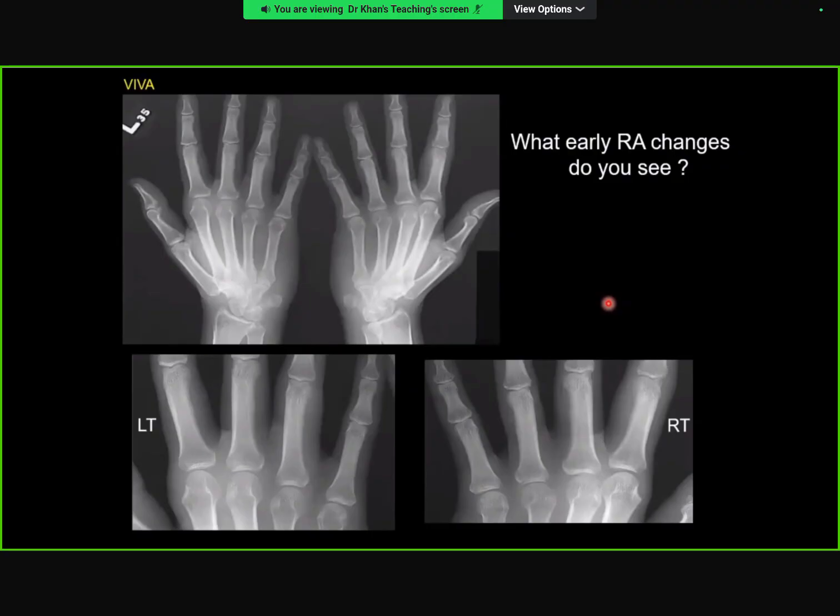I can see some periarticular erosions in the second and third metacarpophalangeal joints. There is loss of joint space predominantly in the proximal interphalangeal joints bilaterally with a symmetrical distribution. And there's also ulnar deviation of the right hand.